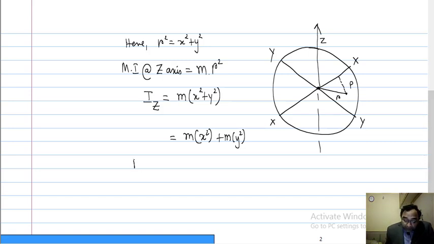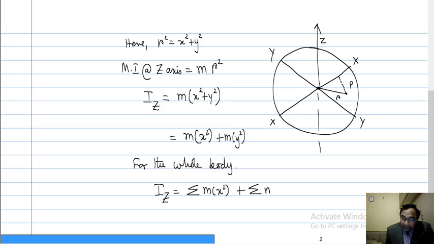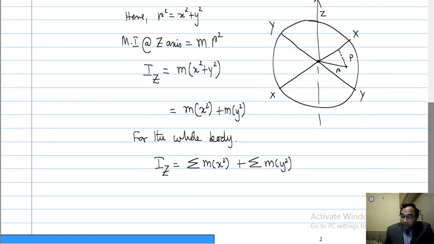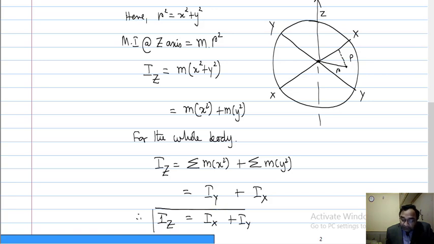Now, for the entire body, Iz will be sigma of m into x square plus sigma of m into y square. So, what we will get? This is nothing but Iy, this is nothing but Ix. So, this gives us Iz is equal to Ix plus Iy. This is our perpendicular axis theorem. So, what does it state?